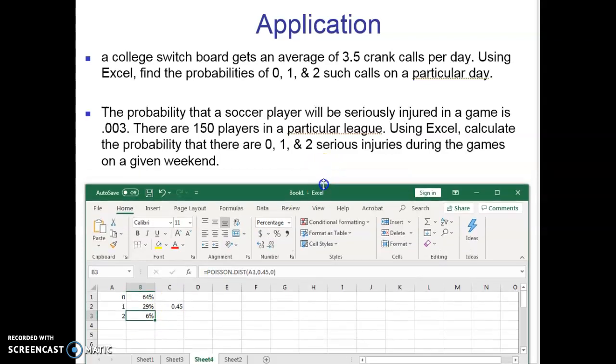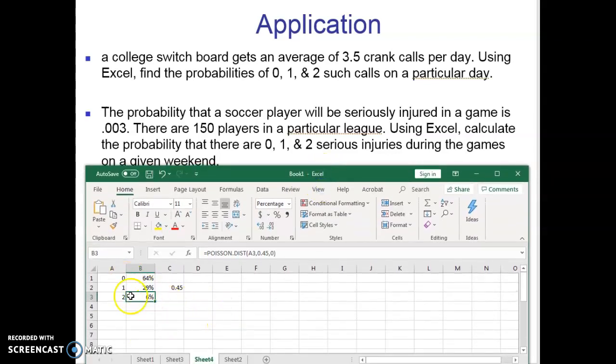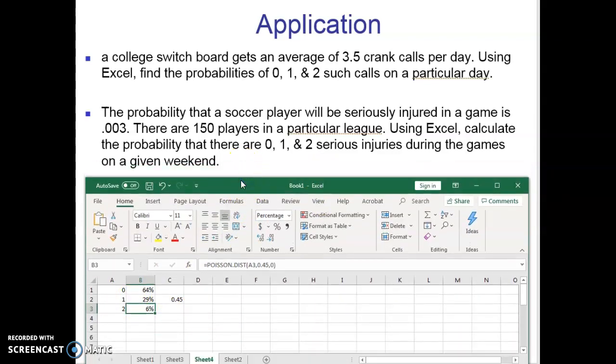Excel is wonderful in this respect. But try to understand the meaning behind these and what you're really doing. I mean, you're dealing with a discrete probability distribution. So you've got these countable events, 0, 1, and 2, that you're trying to attach probabilities to. And you can use the Poisson if you can define success within a time or space interval.